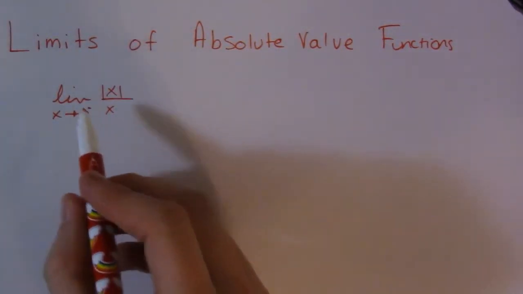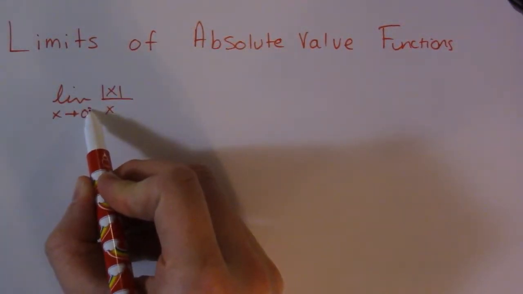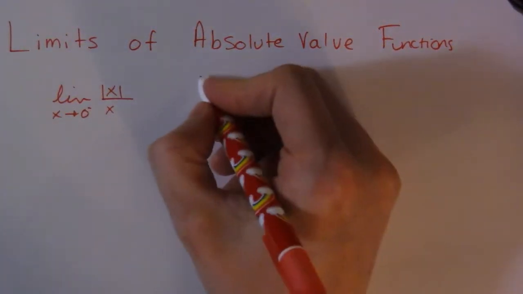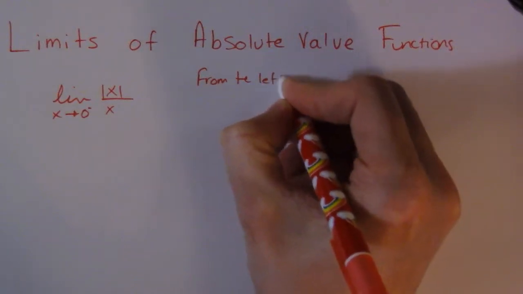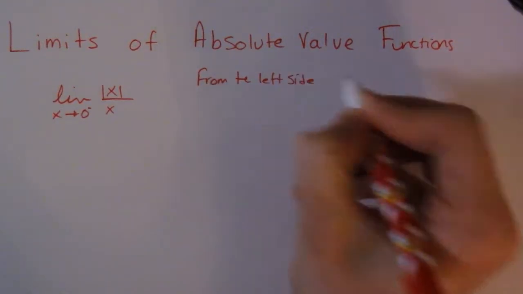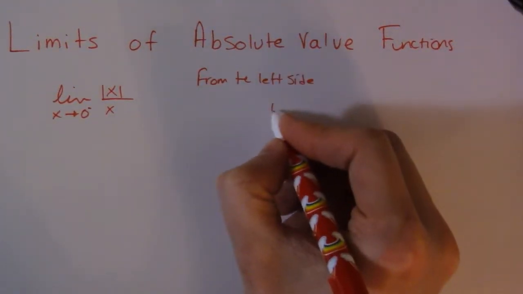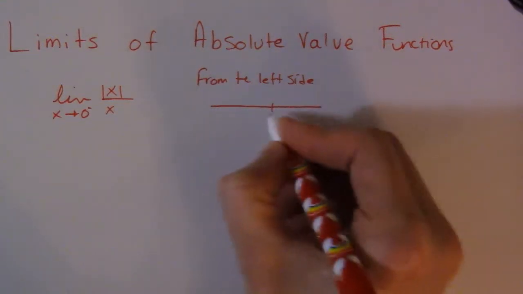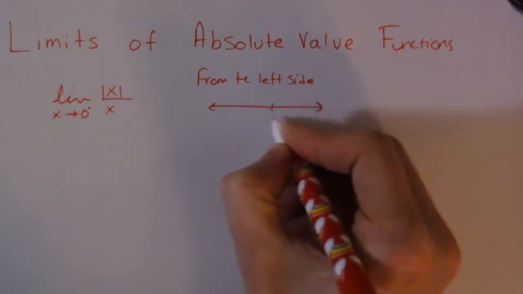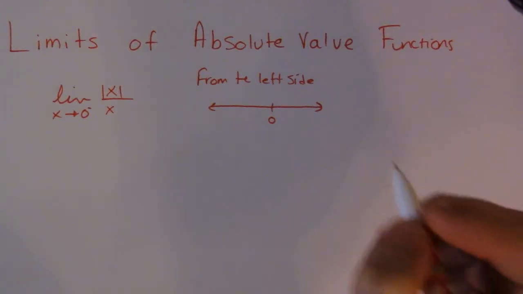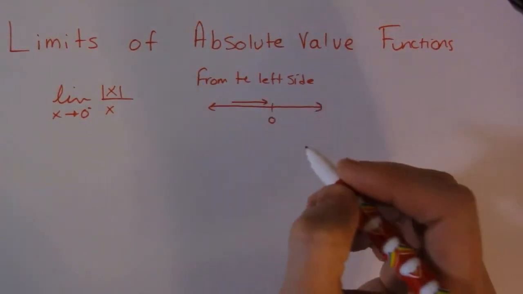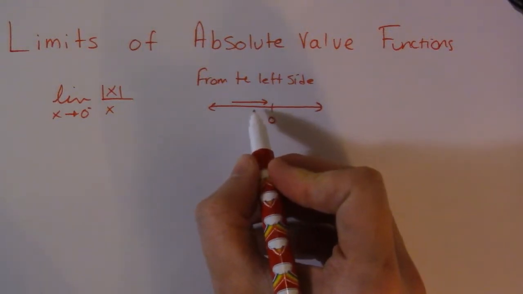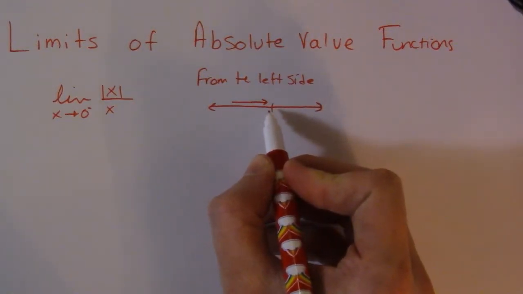So this little symbol here, if you don't know what it means, is from the left side. Let me write that down. From the left side. So if I had 0 on a number line, and 0 is right there, from the left side means that it's approaching 0 from this side. So basically it's numbers that are a little bit negative and really close to 0.